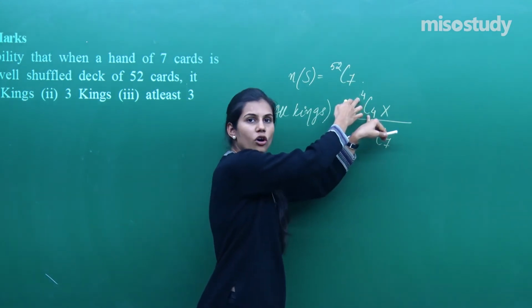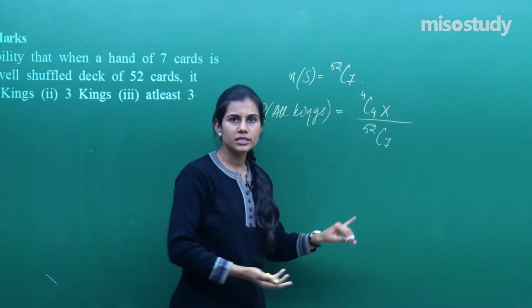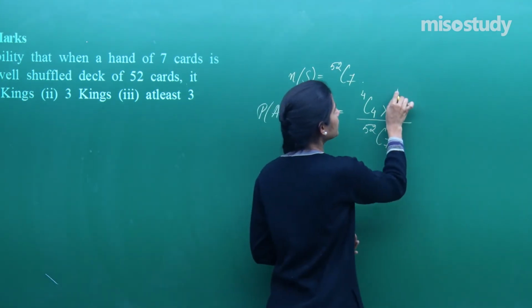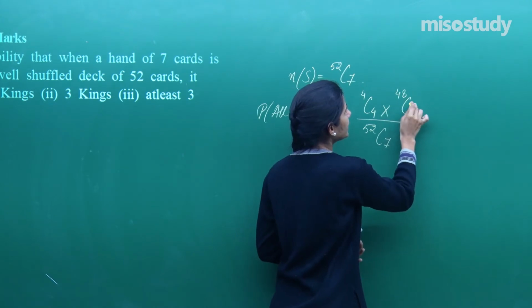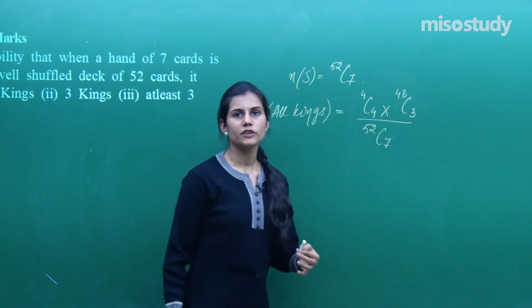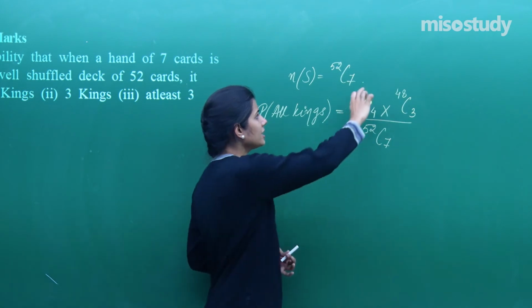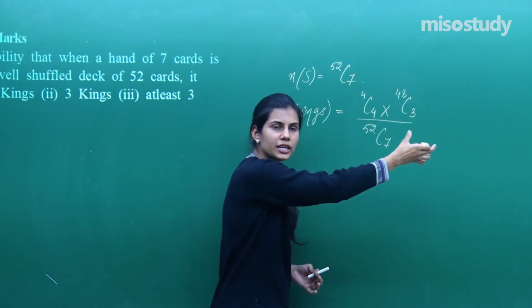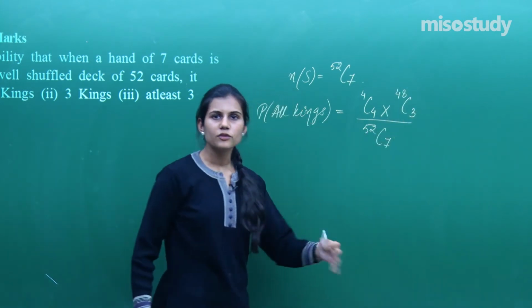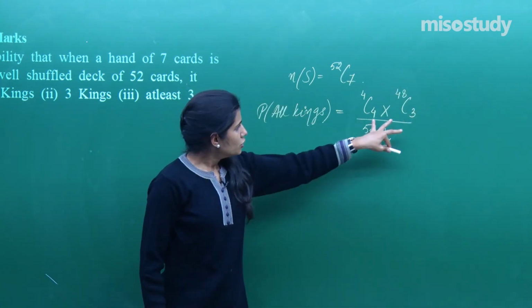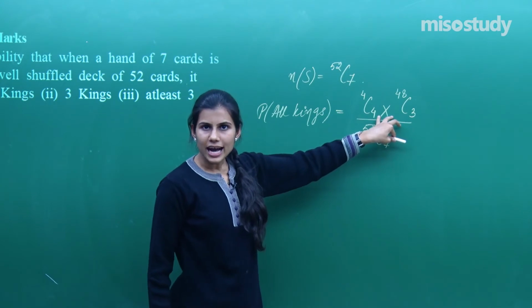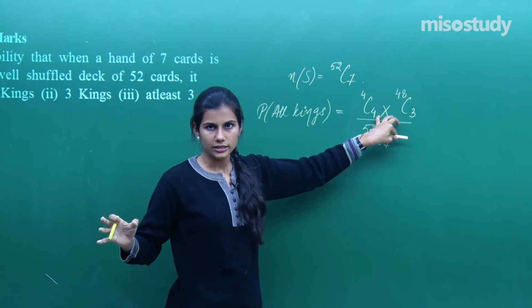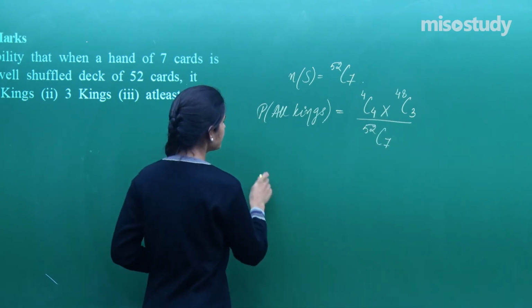4 kings can be withdrawn from a set of 4 kings in 4C4 ways, and there are 3 more cards to be withdrawn, so I am left with now 48 cards. Out of 48 cards, 3 cards can be withdrawn in 48C3 ways. So these are the number of ways in which all the kings will be withdrawn. Rest you will be left with 3 cards which will be withdrawn from the leftover 48 cards. So in these many ways I can withdraw all the 4 kings in my draw of 7 cards. Fine. This you can very easily evaluate.